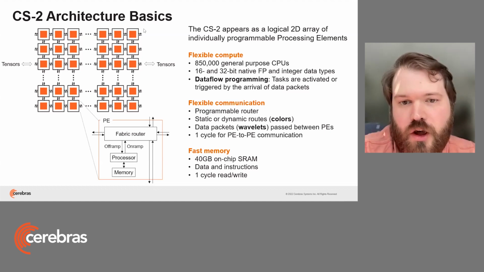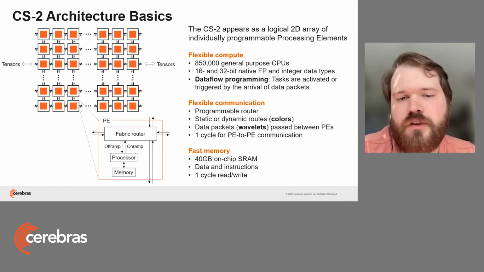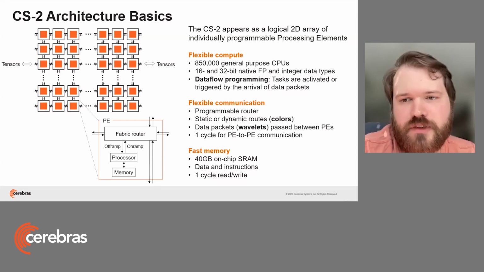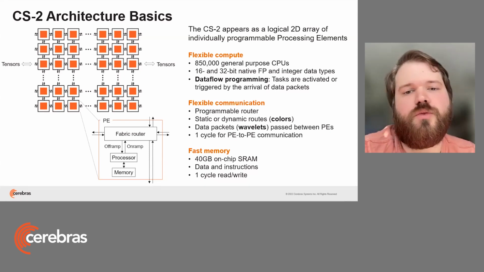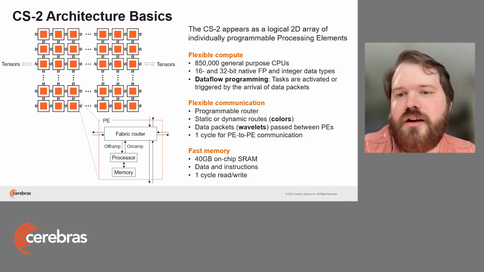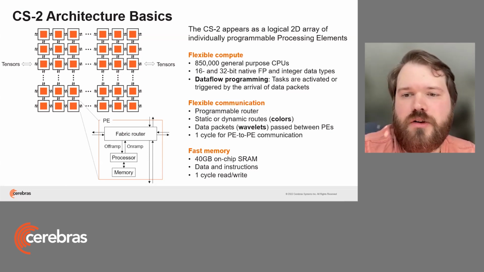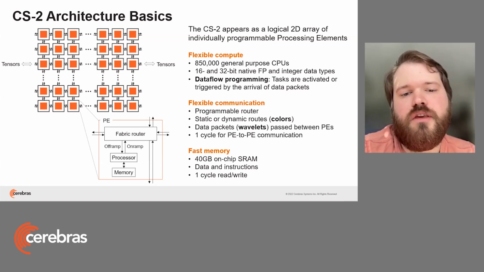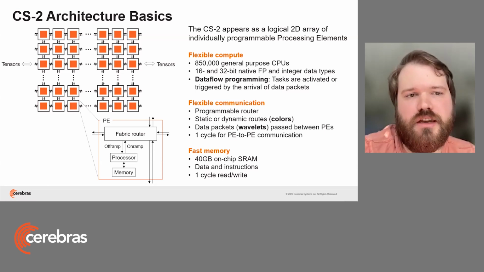These data packets we call wavelets. That's the data being shuffled between these processing elements. And the routes that a given wavelet takes, we call colors. These routes can be static, or they can be dynamically changed at runtime. But the important piece is that when we talk about colors, we're talking about routing between our processing elements, and when we talk about wavelets, we're talking about the data packets that we send between our processing elements.